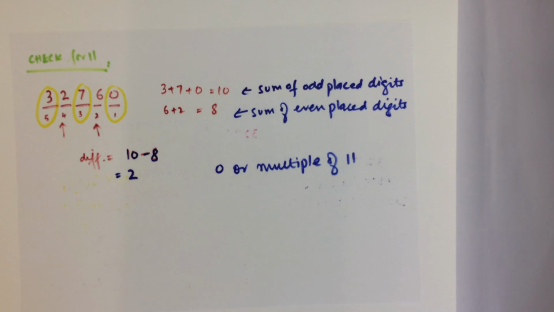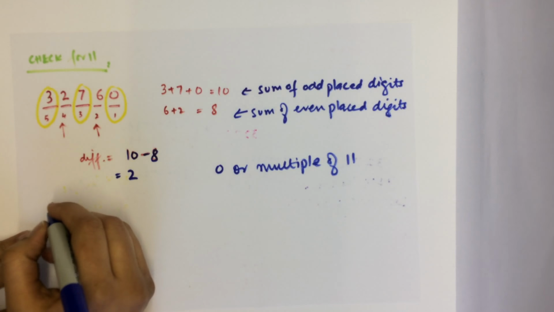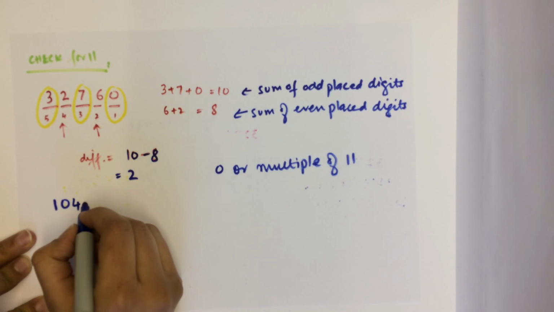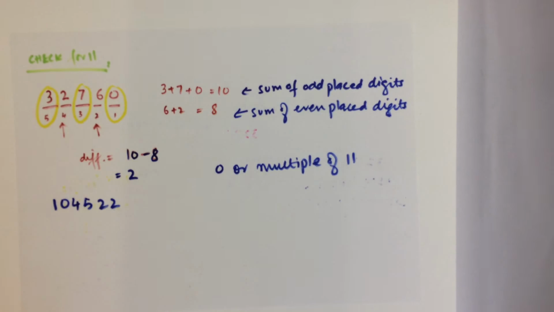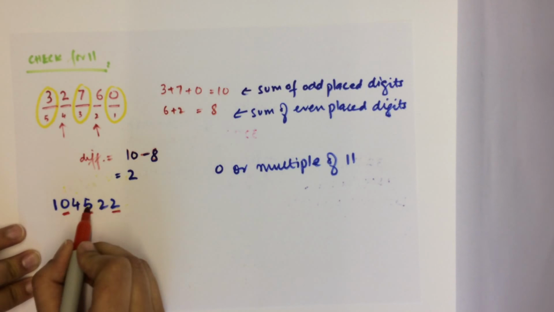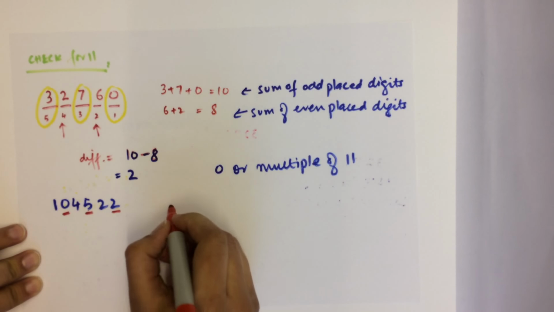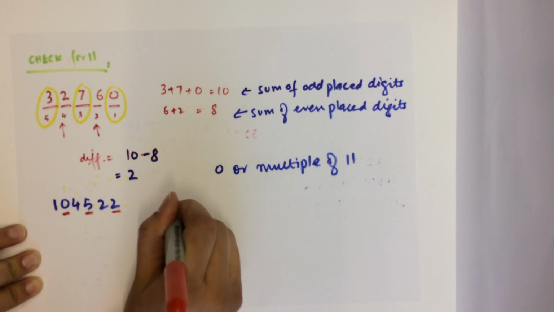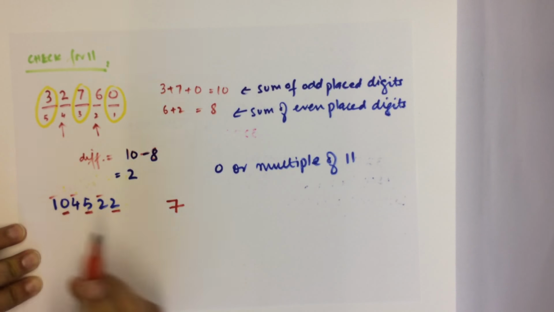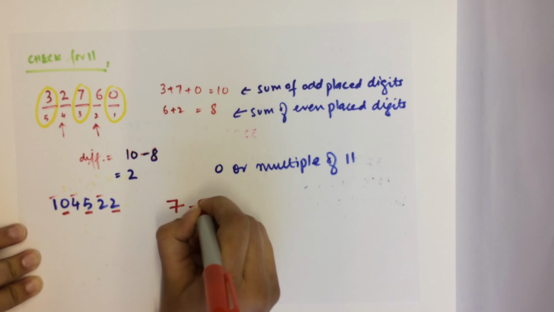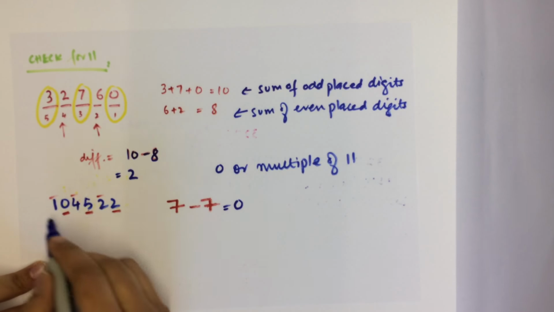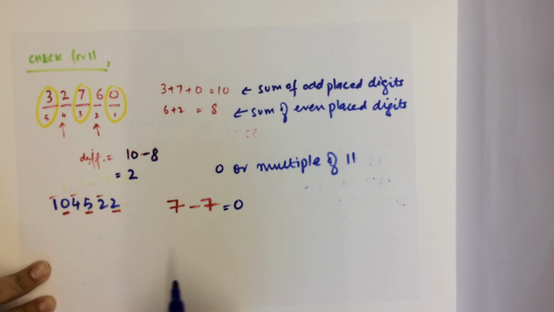However, we will quickly do another number. 104,522. Let's quickly check here. The sum of these three: 2 plus 5 is 7. One sum is 7. This, and this: 2 plus 4 is 6, 6 plus 1 is 7. The difference of both the sums is 0. Hence, this entire number should be divisible by 11.